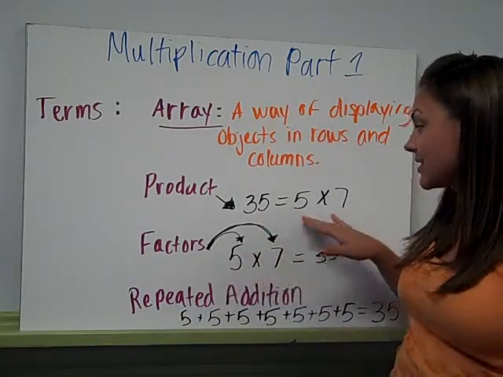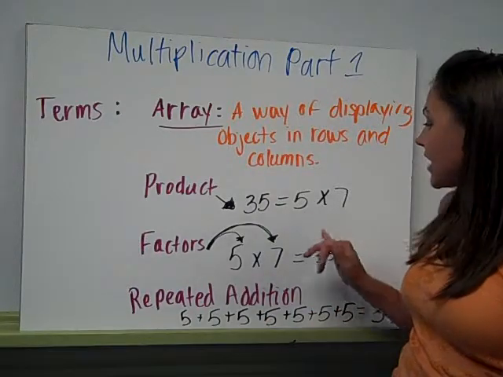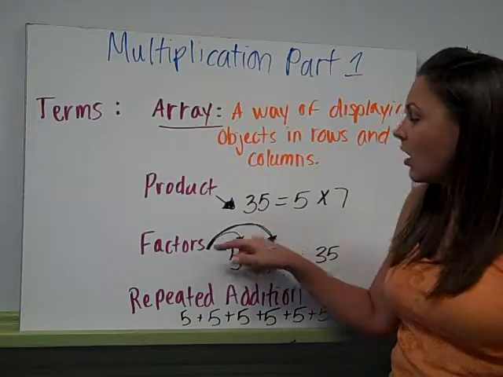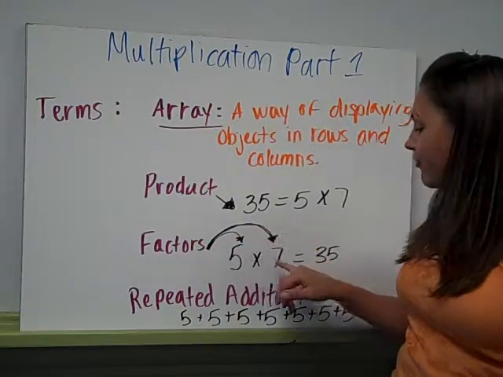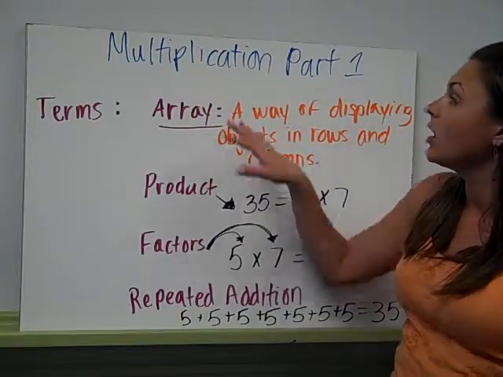5 and 7 in that same problem would be my factors. Those are the two numbers that I multiply to get 35. So if I was wondering what are some factors of 35, 5 and 7 would be listed underneath those factors.